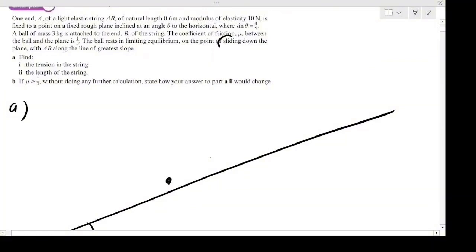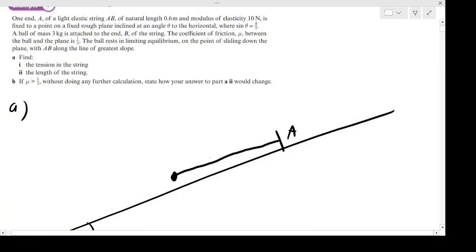It needs to go down the slope because we're told the ball is sliding down the plane. So actually what it's going to look like is A is the fixed point up the slope, and then the string's going to hang down, and then the particle at B. Hopefully that made sense, because I'm told that the ball is sliding down. So the ball needs to be at the further end of the string for this to make sense. Hopefully happy with that.